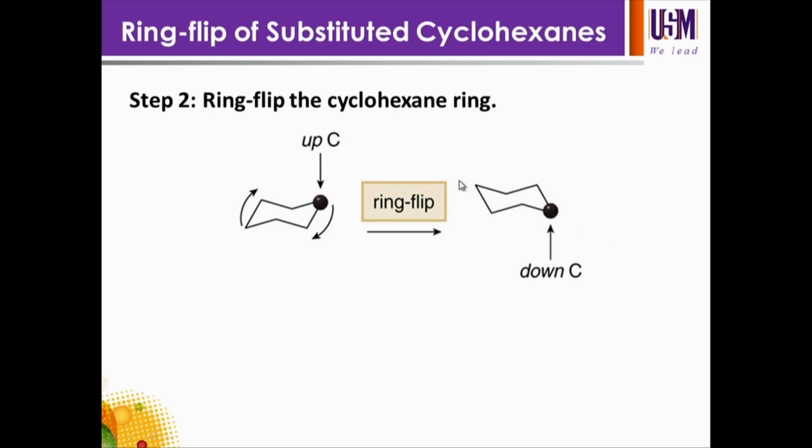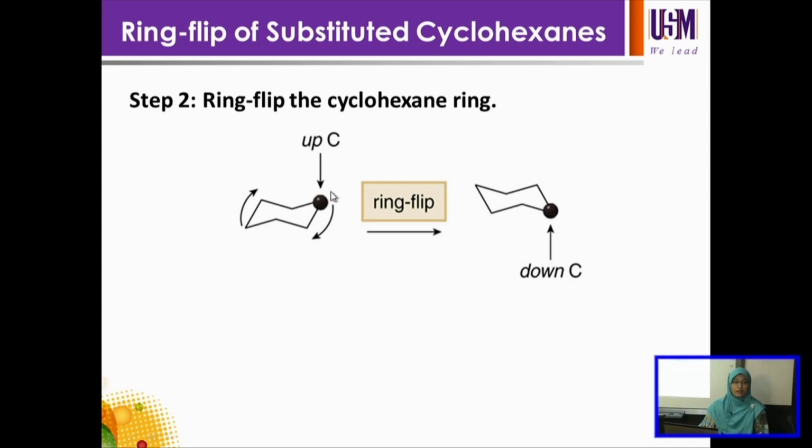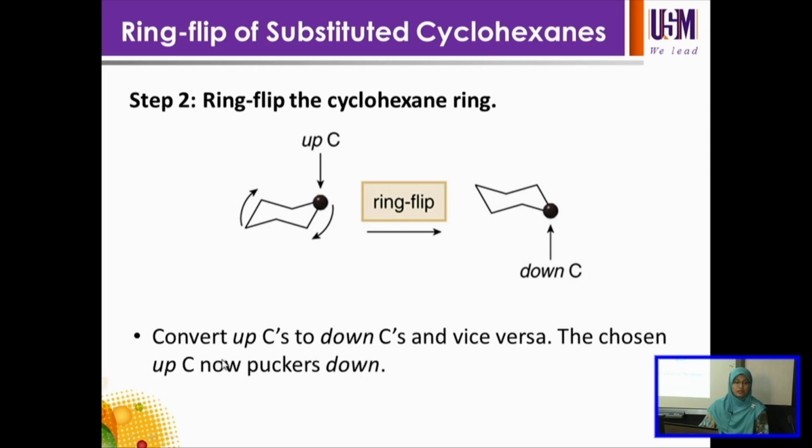When the ring flips, the up carbon will become a down carbon. You must convert up carbon to down carbon and vice versa. So the chosen up carbon now puckers down. What happens during ring flip is that this carbon will become down and this carbon will become up.